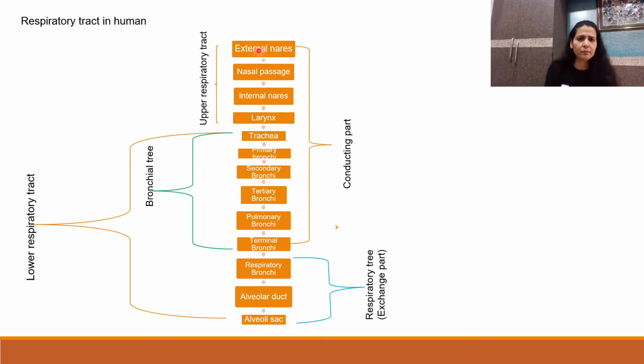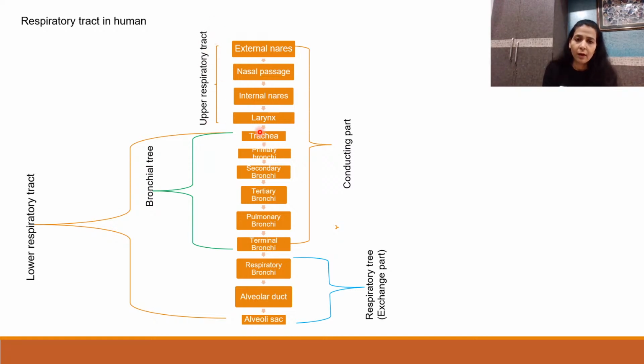All right. Now, the air first entered into external nares. From there it entered into the nasal passage, from nasal passage into the internal nares, and from internal nares through pharynx, it has entered into larynx. Now this part from external nares to larynx is known as upper respiratory tract. So if a question is asked about the upper respiratory tract and some of the names are given in the MCQs, or maybe in the match the column form, you need to remember that from external nares till larynx, it is upper respiratory tract.